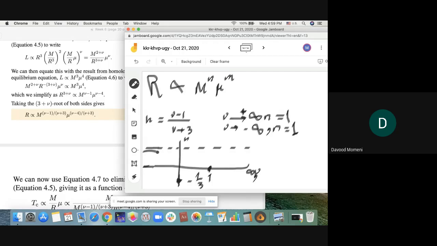How can I plot the functions? There is one value for nu which is very dangerous. What is the nu which will be very dangerous? When nu is minus 3. This is very dangerous because when nu is minus 3, n goes to infinity. So the function will be like that.